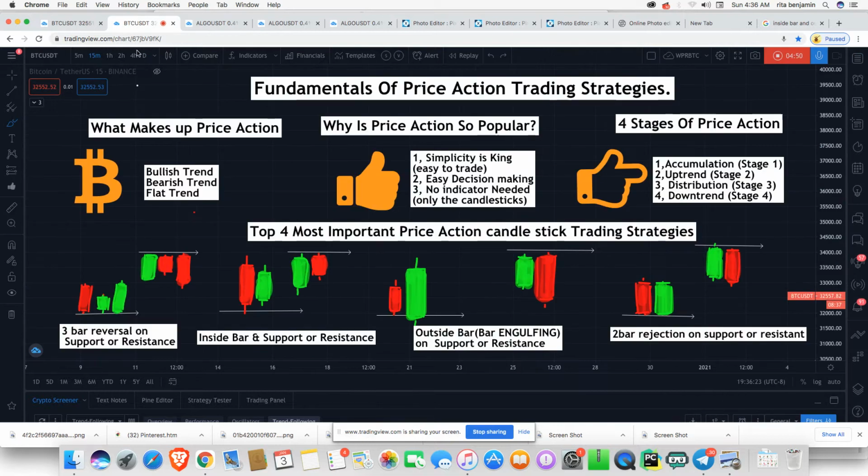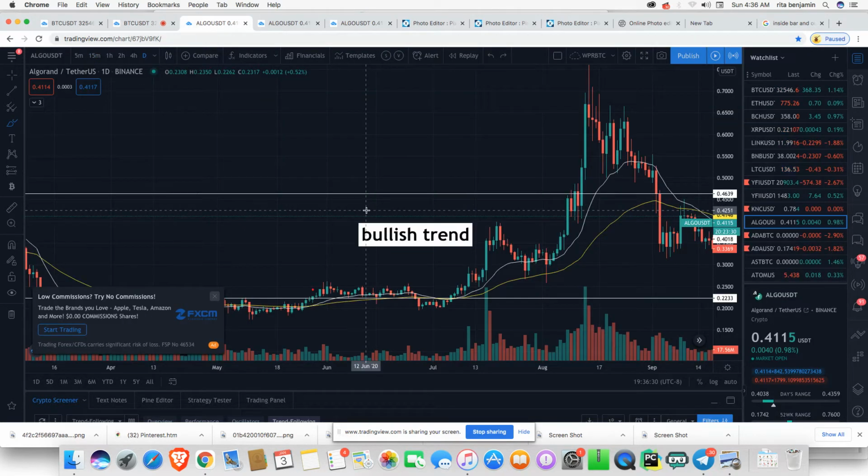Now, the next part of what makes up price action is called the bearish trend. But there's something I didn't say about the bull trend. In a bullish trend, buyers are in control, which means you're going to be looking to buy.